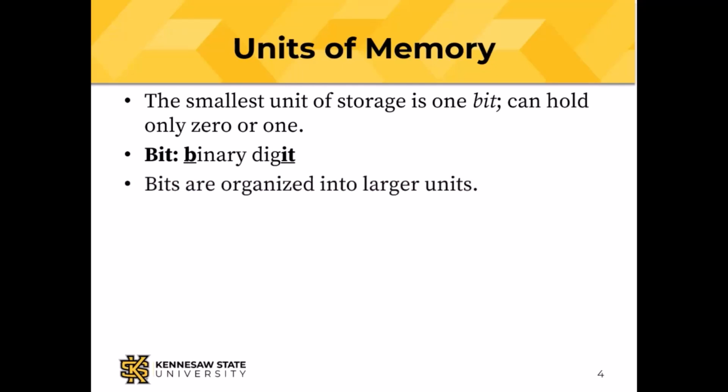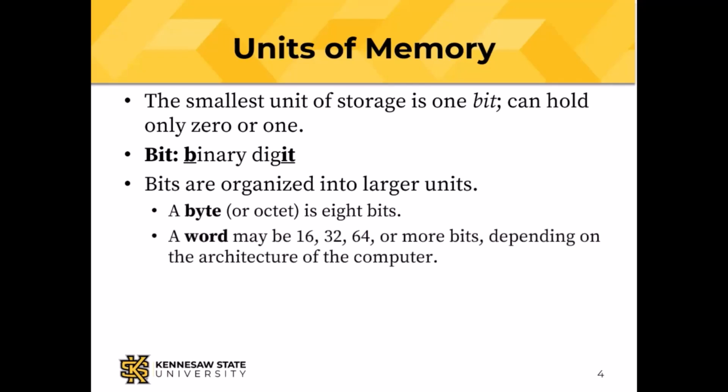In computers, we organize bits into larger units. A byte is 8 bits and is also called an octet. Octet and byte mean the same thing. And then computers organize those bits into bigger units called words. The word size of a computer depends on the architecture of the computer. Could be 16, 32, or 64 bits. Could be more. And yes, there are some 8-bit computers that work for embedded systems and things like that.